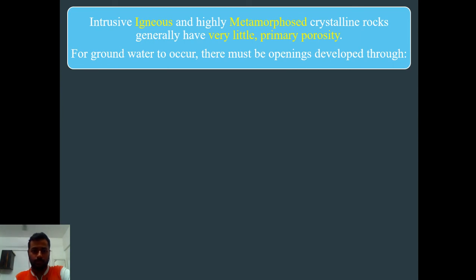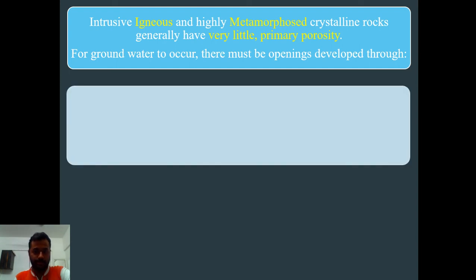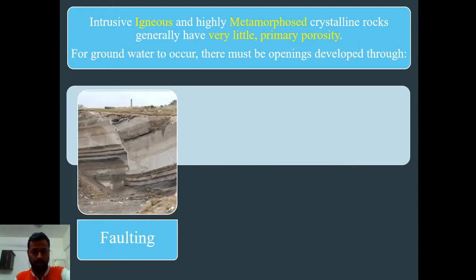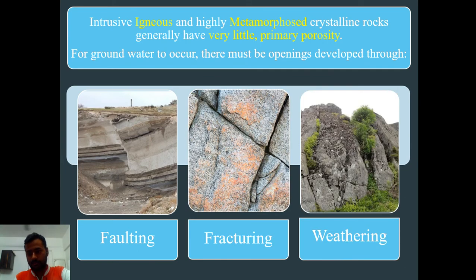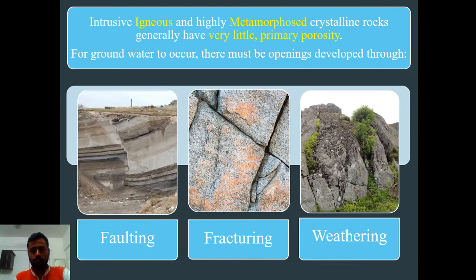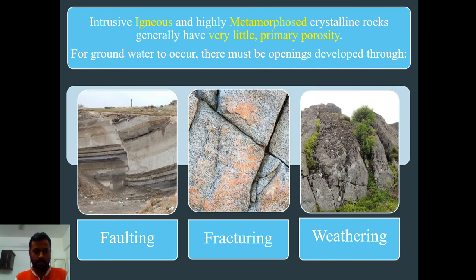So for groundwater to occur, there should be openings which are developed majorly through faulting, fracturing and weathering. Moving on, these are basically leading to the formation of secondary porosity. Primary porosity is very less, 1 to 2%, 3% max.